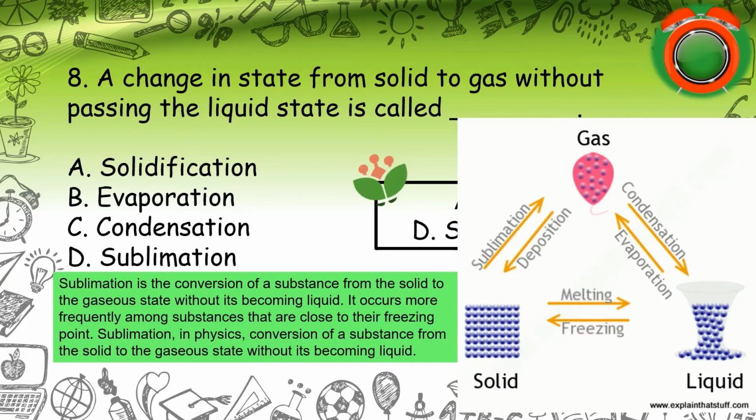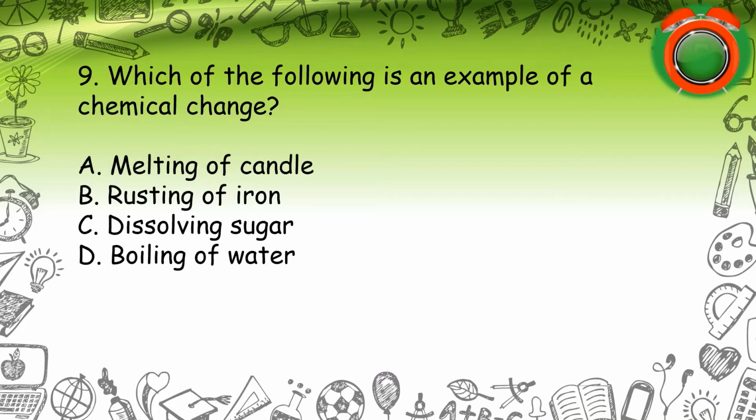Sublimation. So sublimation is the conversion of a substance from solid to gaseous state without passing the liquid state. So as I showed you earlier, from solid to gas, that is called sublimation. A very good example of that, which we are familiar with, are the naphthalene balls. You know, when the naphthalene balls just disappear after you put them in a box to prevent the moths and cockroaches from coming in. So that is sublimation.